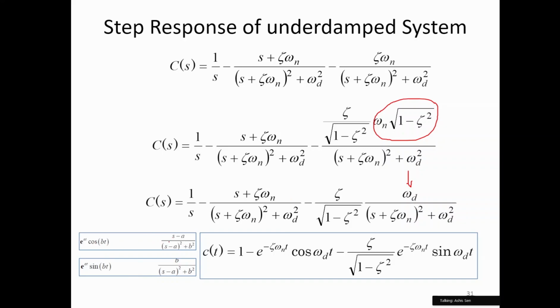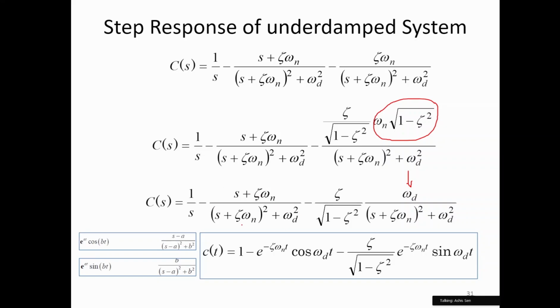This is from the Laplace table I have reproduced here for your convenience. So if you have a function like (s minus some constant) divided by (s minus some constant) square plus some other constant square, this is similar to what you see here, just that there is a minus sign here, and here it is plus zeta omega n. So this is like (s minus a) divided by (s minus a) whole square plus omega d whole square.